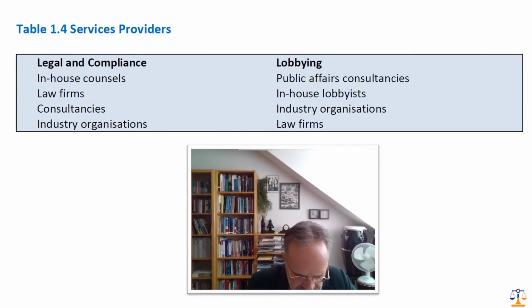Briefly introduced in the first chapter, and one of the service providers with which you will cooperate within a company setting, so within the company, are in-house counsels, the lawyers, the corporate lawyers who are employed by a company. And when you work for a company, they will be your colleagues with whom you need to cooperate.